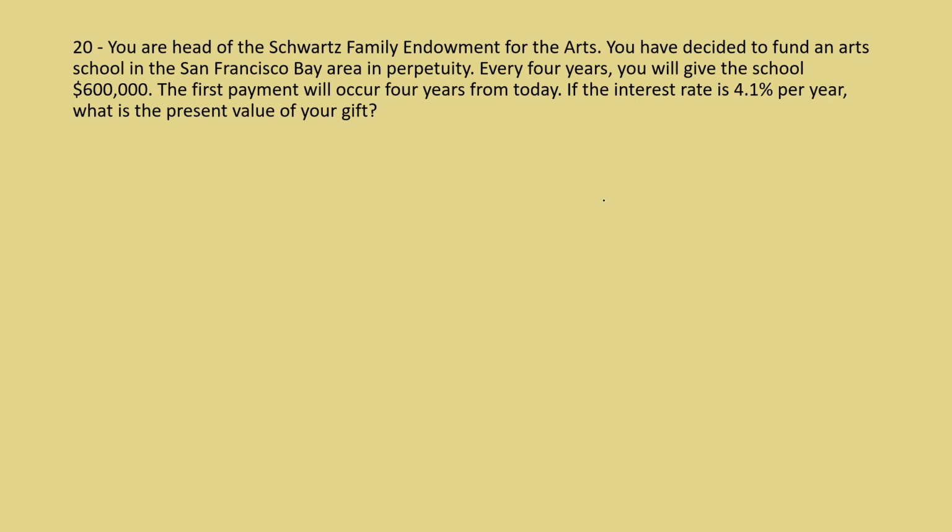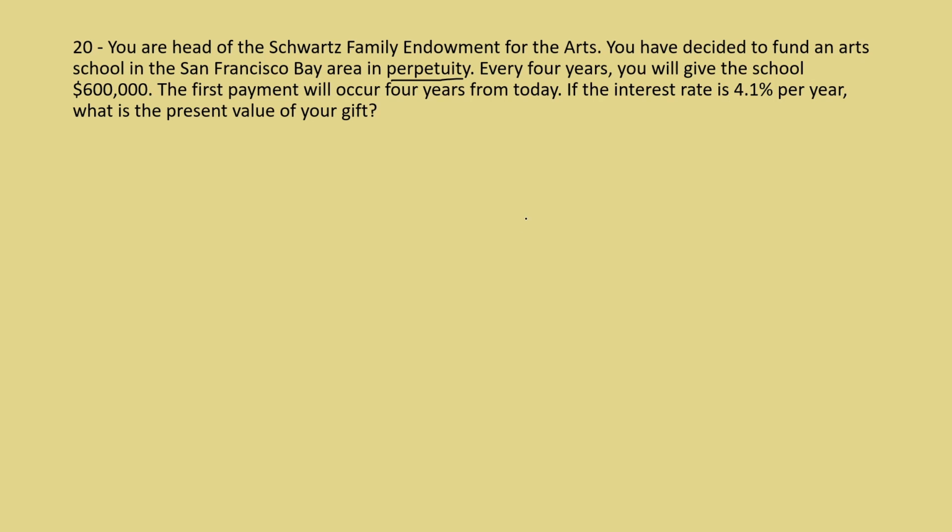Question 20 says, you are head of the Schwartz family endowment for the arts. You have decided to found an art school in the San Francisco Bay Area in perpetuity. Every 4 years, you will give the school $600,000. The first payment will occur 4 years from today. If the interest rate is 4.1% per year, what is the present value of your gift?